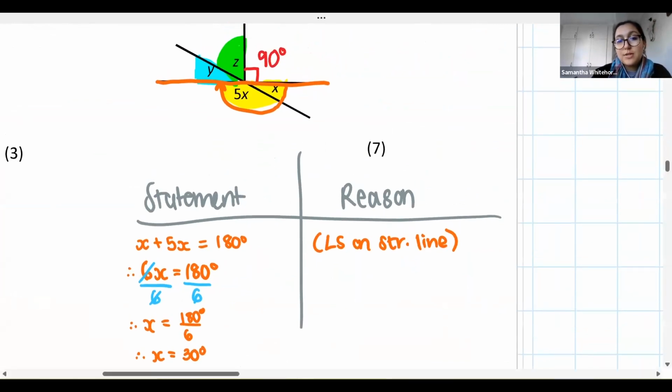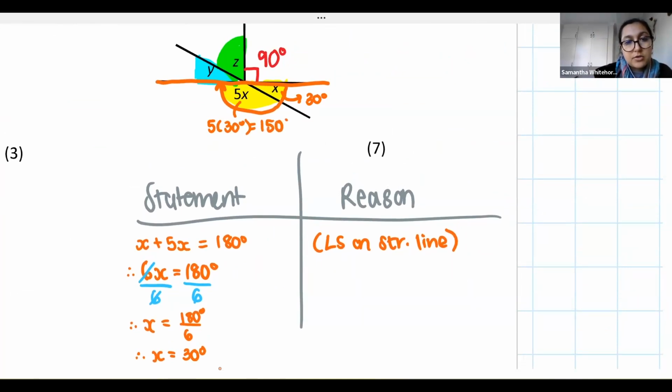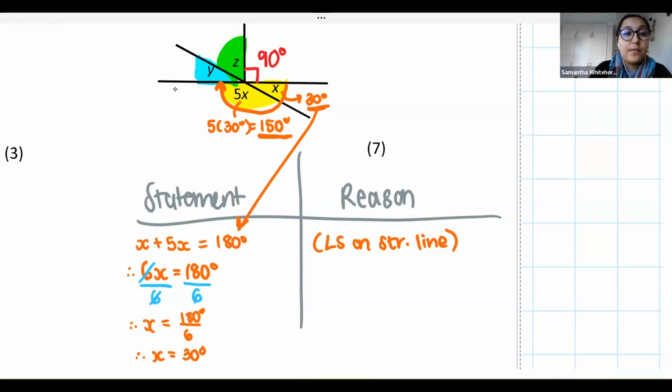So what I now know is that X is 30. So this 1X alone is 30 degrees. This would be 5 times 30, which is 150 degrees. Now check yourself. 150 plus 30 does equal 180. So you have correctly used your angles on a straight line there. So that's X. We still have Y and Z to go.